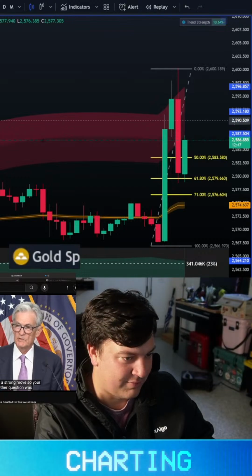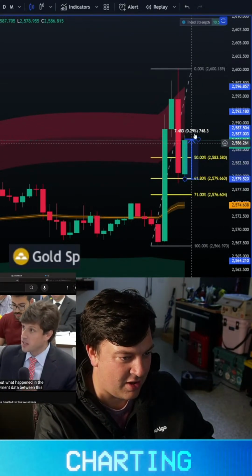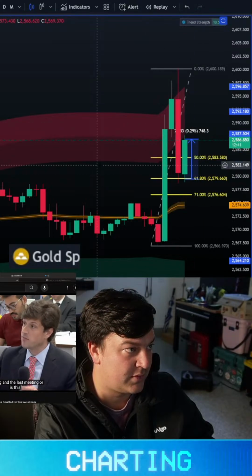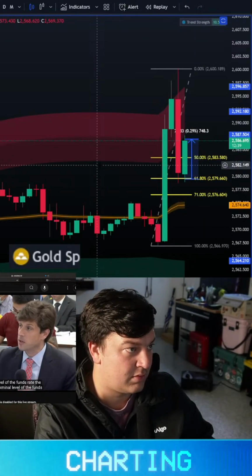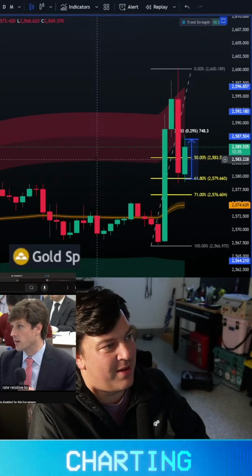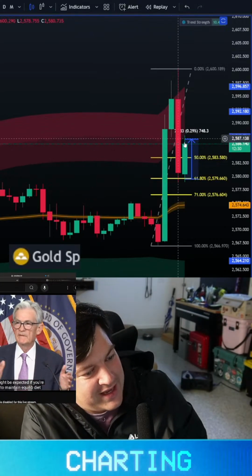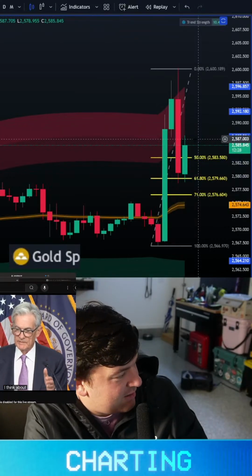So your other question was about what happened in the employment data between this meeting and the last meeting, or is this about the high nominal level of the funds rate relative to equilibrium? I think it's at about 18. The fact that you keep saying 18 makes me think you're not 18, man. Why do you keep saying 18?